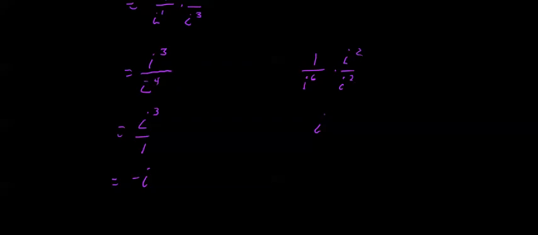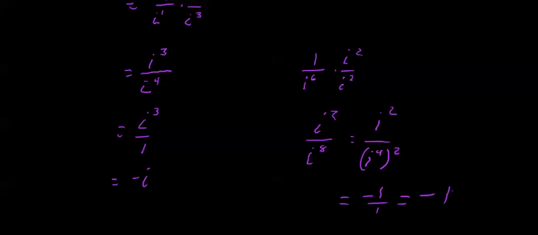I get i squared over i to the 8th, which is i squared over i to the 4th squared, or 1. i squared is negative 1 over 1, or negative 1. And we're done. That's all there is to it.